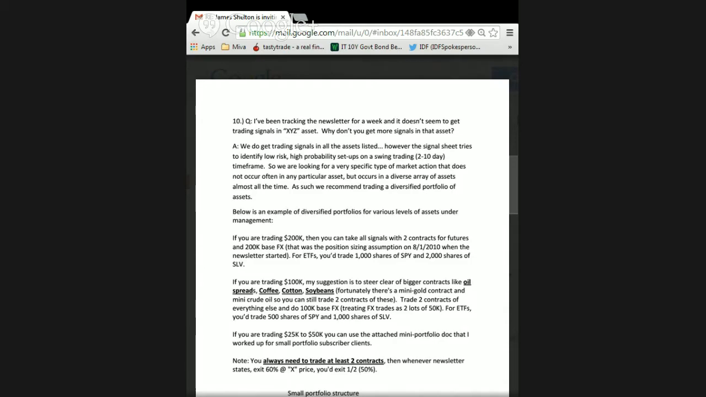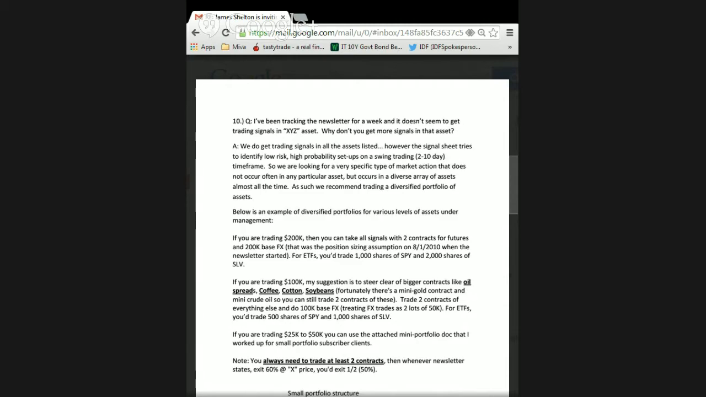And when we started the signal sheet in 2010, the assumption was that we were trading 200,000 and that we would take 2 contracts of futures and 200,000 of base FX. And that way you could do regret minimization, take half off and move your trailing stop on the remainder until you were stopped out.